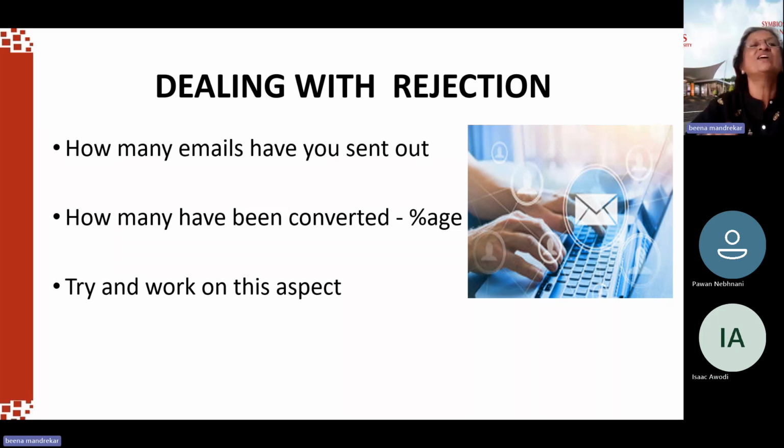Don't say, oh my God, I sent out 100 emails and only 10 have sent me a yes. Try and work on the percentage. Okay, 10% have said yes. That means your success rate is 10%. So send out 200 for 20 people to say yes, and so on. Work on the percentage.